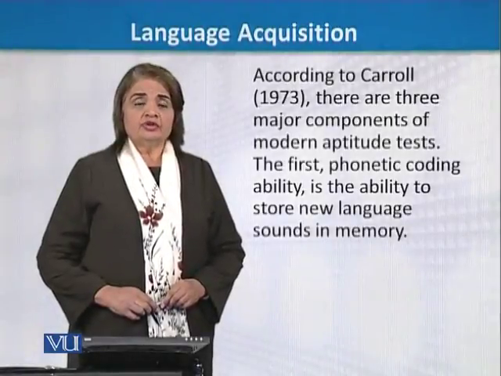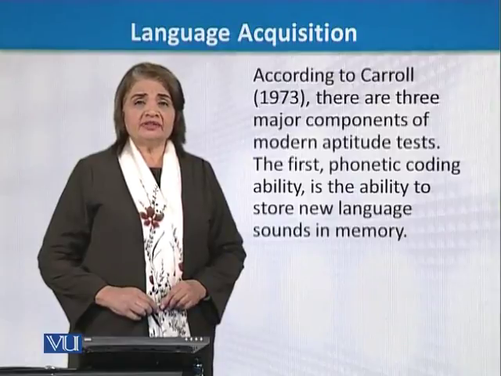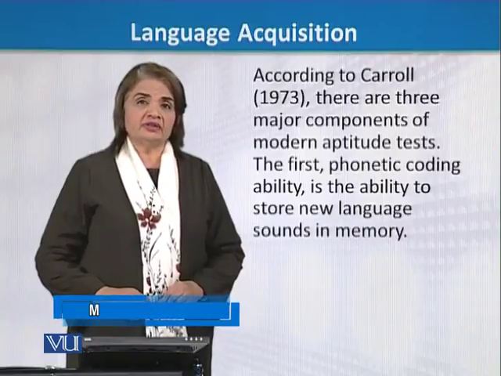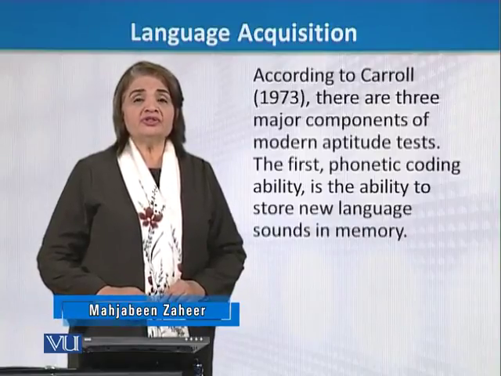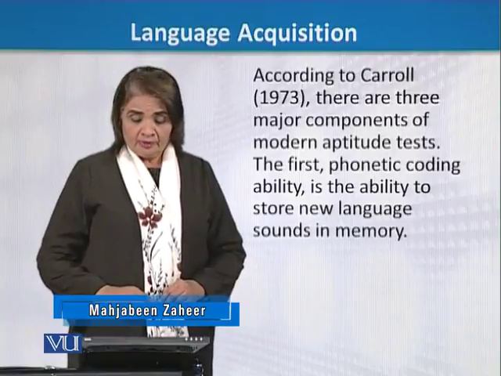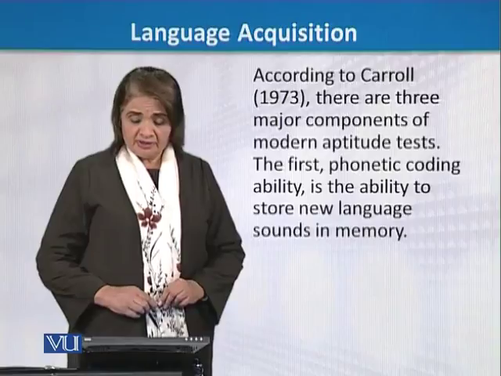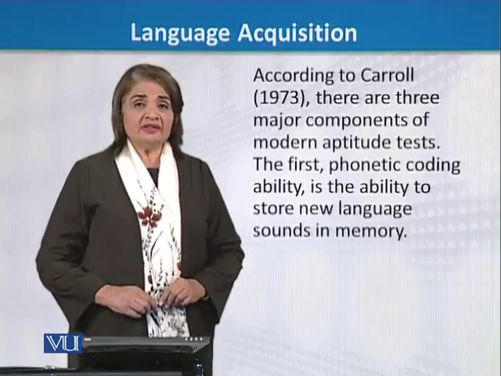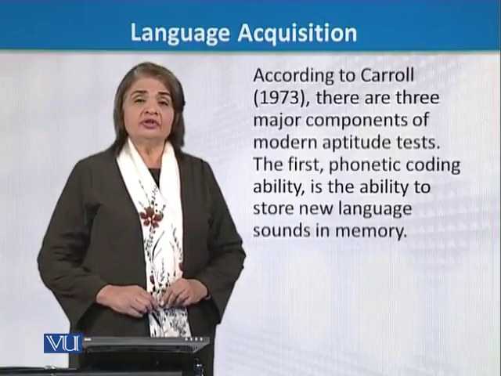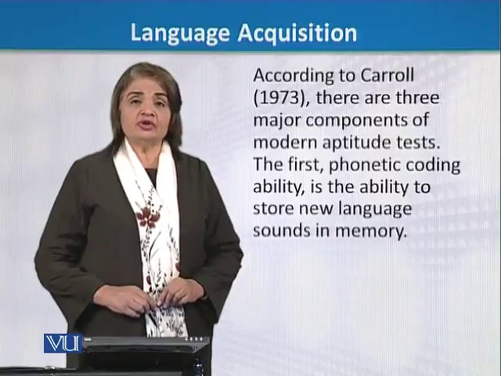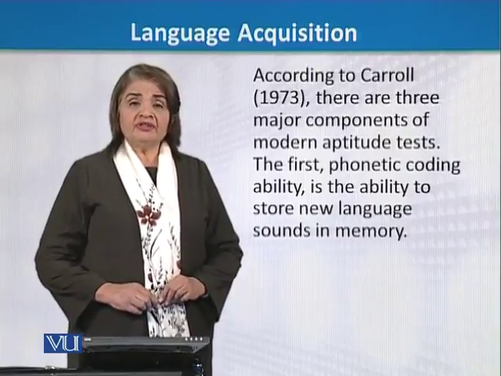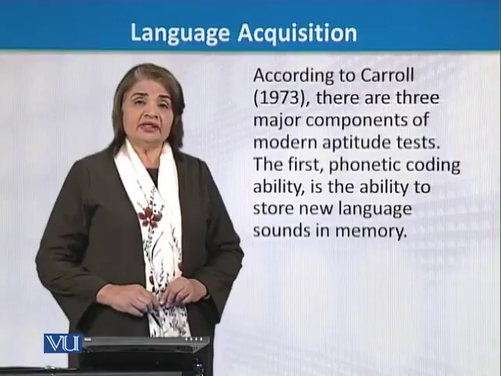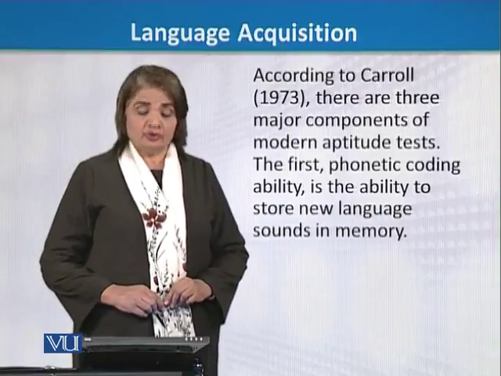Language acquisition. Talking about the modern language aptitude test, Carroll defines that there are three major components of modern aptitude tests. So there are three major components on which these aptitude tests are based. The first is the phonetic coding ability, that is the ability to store new language sounds in memory. So the first thing these adults or the secondary school children or the university students would be tested on would be the phonetic coding. The phonetic coding measurement will tell whether the aptitude of the student to learn a language or to acquire a language is high or not.